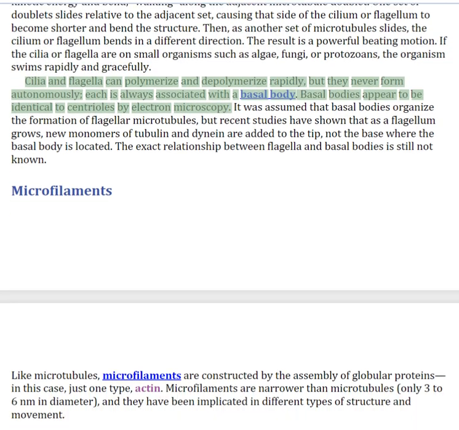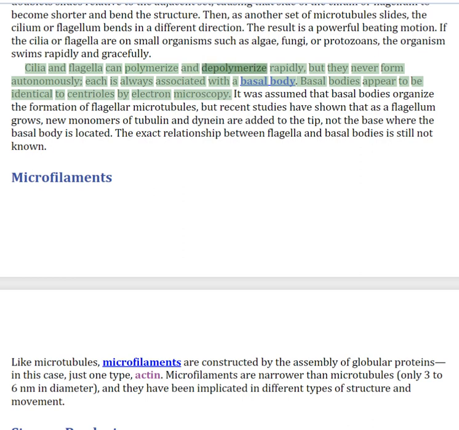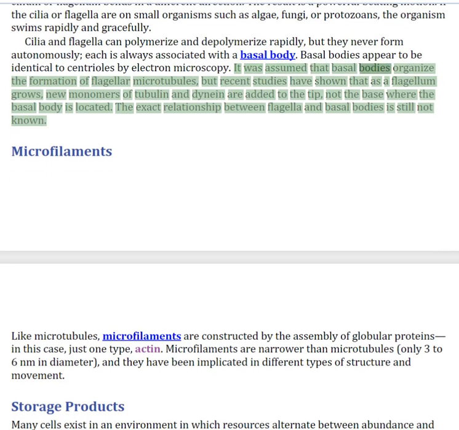Cilia and flagella can polymerize and depolymerize rapidly, but they never form autonomously. Each is always associated with a basal body. Basal bodies appear to be identical to centrioles by electron microscopy. It was assumed that basal bodies organize the formation of flagellar microtubules, but recent studies have shown that as a flagellum grows, new monomers of tubulin and dynein are added to the tip, not the base where the basal body is located. The exact relationship between flagella and basal bodies is still not known.